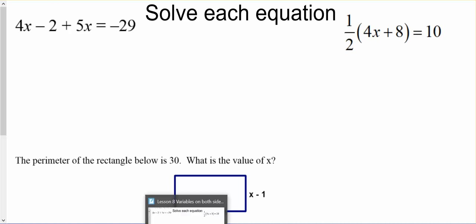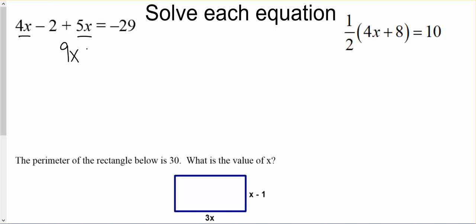So as a review, we're going to have to combine like terms on the first problem. I've got a like term of 4x and 5x. Those are going to combine to make 9x. Oops, minus 2.